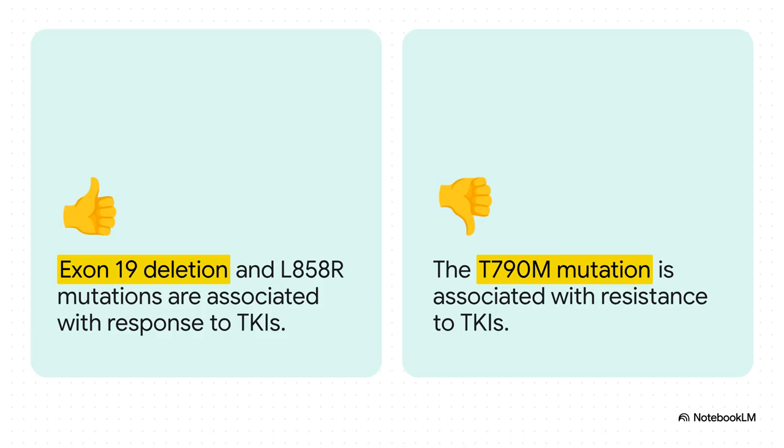Let's use EGFR as a classic example, because it really shows you how nuanced this is. If you find something like an exon 19 deletion or an L858R mutation, that's fantastic news. It means the patient is super likely to respond to a certain class of drugs. But if you find a T790M mutation in that same gene, that signals the opposite. It means resistance. Your report has to make that distinction crystal clear.